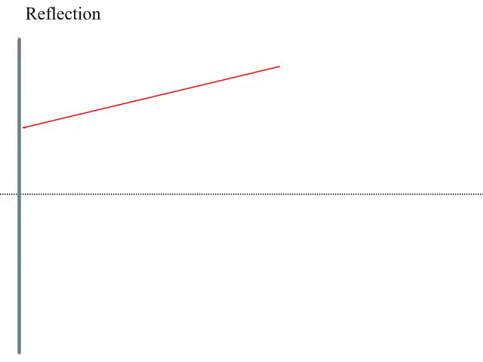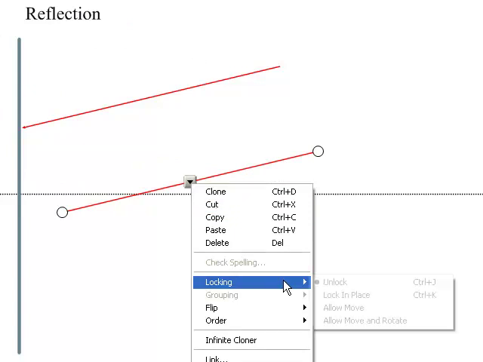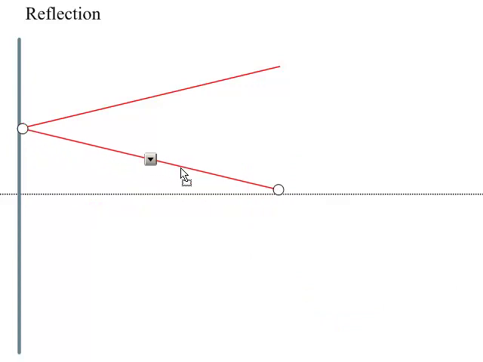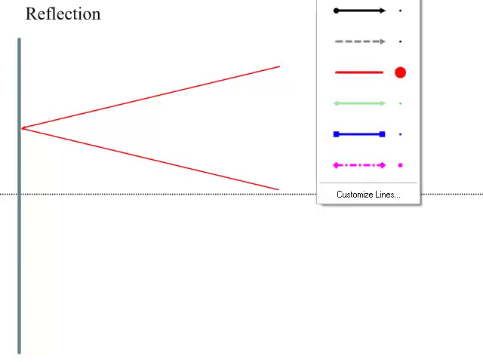Whoops, didn't mean to do that one. I have the incoming ray, and then we have the outgoing ray, and what I'm doing here is I make sure that the angle of the incoming ray is the same as the angle of the outgoing ray. I believe you can see that the angle of incidence is the same as the angle of reflection, which is what the law of reflection says. It's the easiest law that there is. The angle is the same coming in as it's going out.